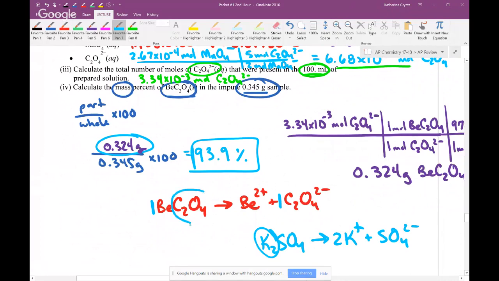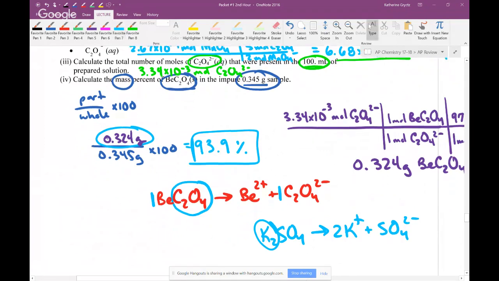You can tell that from the formula BeC2O4, that there's one C2O4 in that formula. All right. Brilliant.